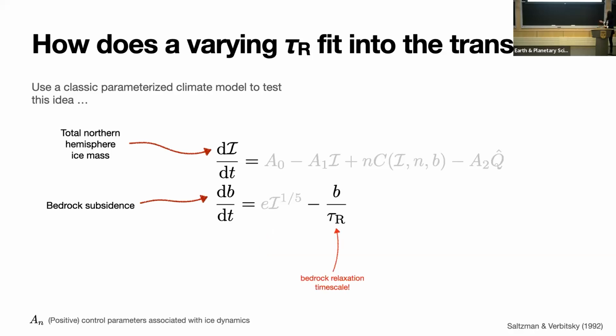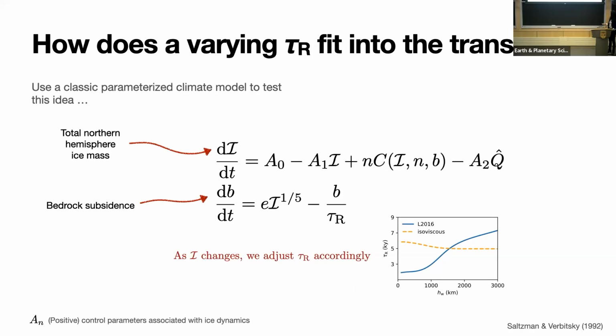And also, it's proportional to the substance itself, and importantly, this bedrock relaxation time scale. And so all we're going to do is model this not so very complicated system, but we'll adjust tau R as the ice mass changes, right? So we've basically got this function of how changing the width of an ice sheet changes tau R. And so as we evolve, we evolve tau R accordingly.